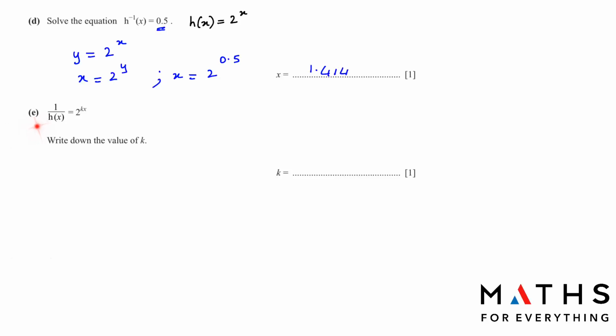Now moving on to A. 1 over h of x is equal to 2 to the power of kx. So 1 over 2 to the power of x is equal to 2 to the power of kx. We can bring the power up, the sign will change, it will become negative. An important rule of exponents is if the base is same, they get cancelled. So we are left with negative x is equal to kx. Shift the x to the other side, they will get cancelled. Negative 1 is equal to k.